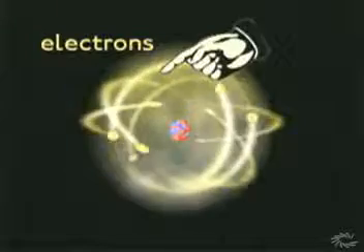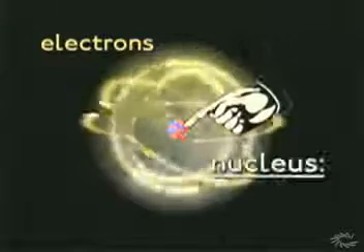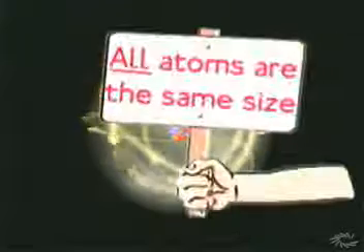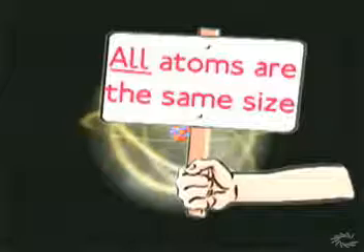Each atom is made up of electrons that spin around a nucleus made up of protons and neutrons. Atoms are so incredibly small, they have been very difficult to study, but all atoms are roughly the same size, no matter how many electrons they have.